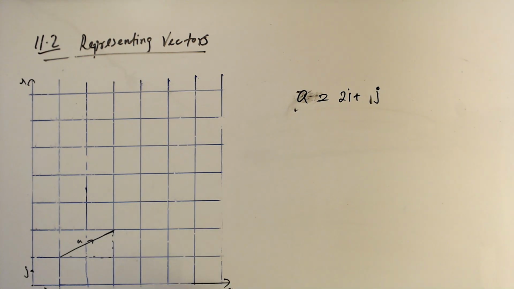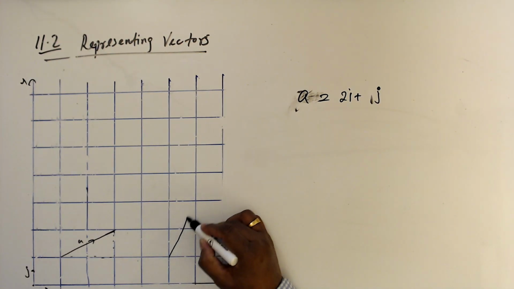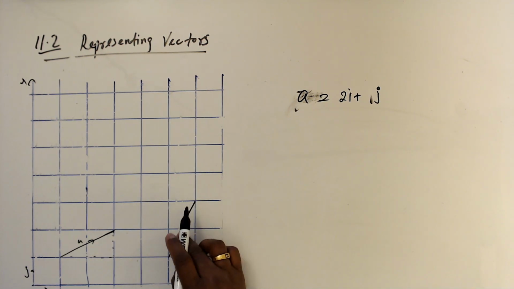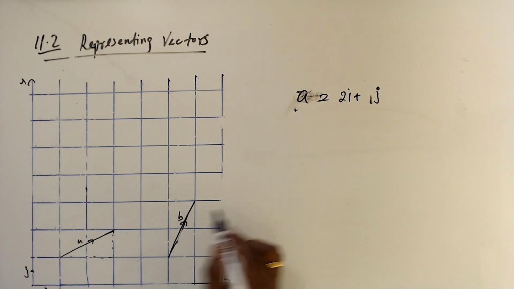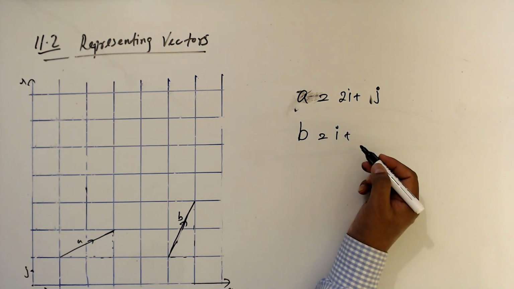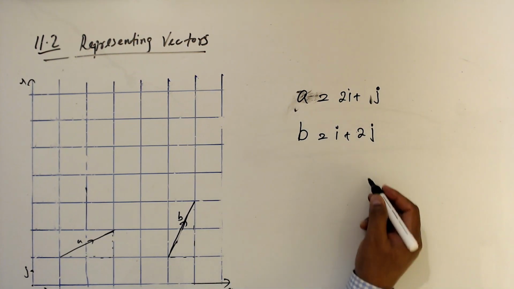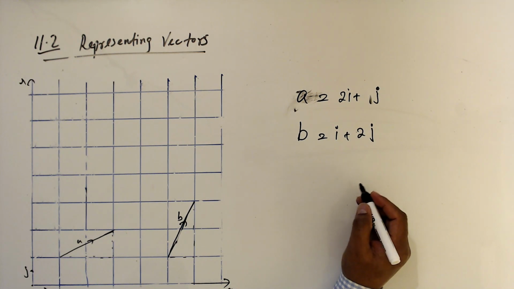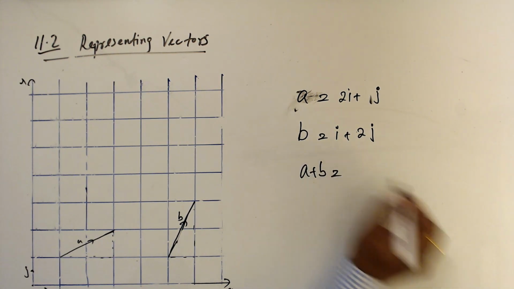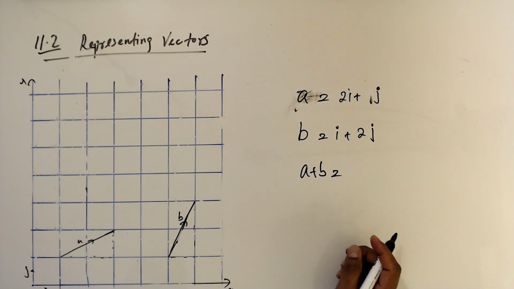So I'll consider another vector. I'll call this b. So what is b now? This is the triangle. We are going 1i to the right side and 2 units up, which is 2j. Now my question is, what is a plus b? How do you draw a plus b here?